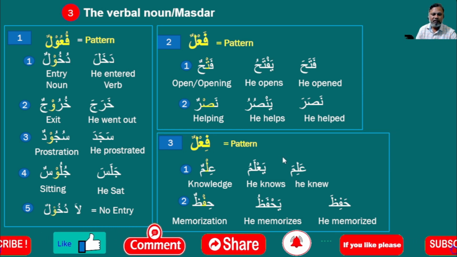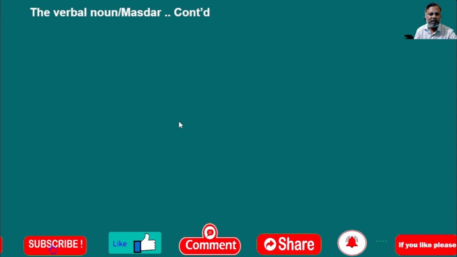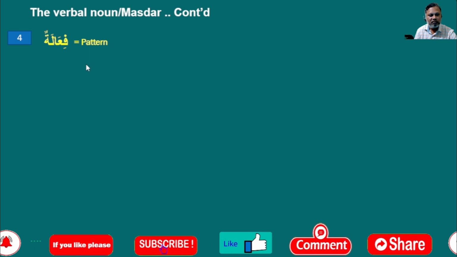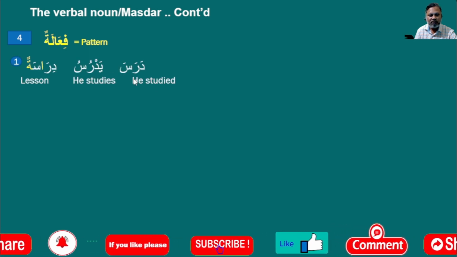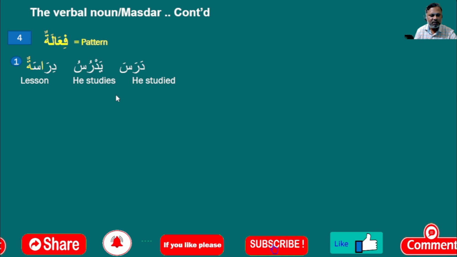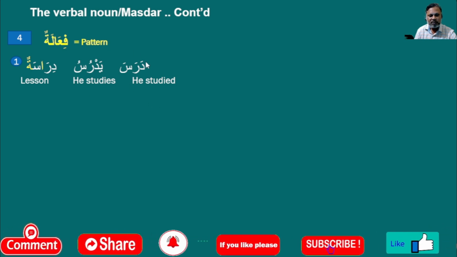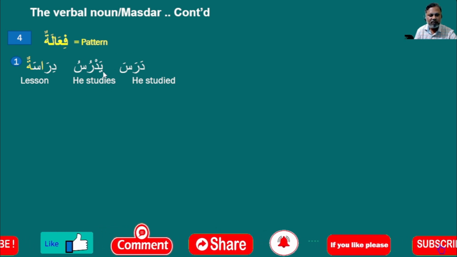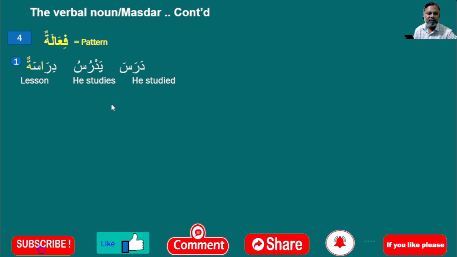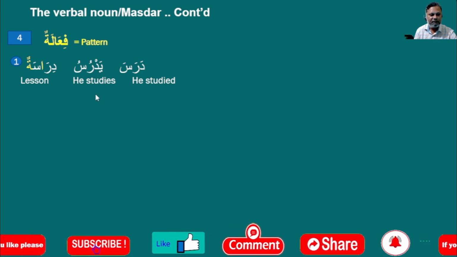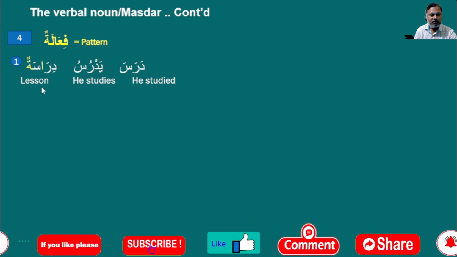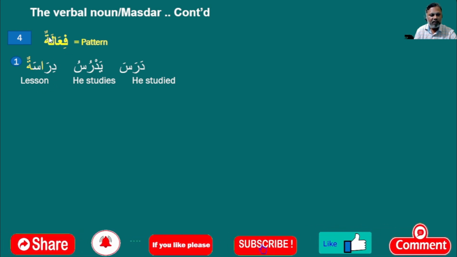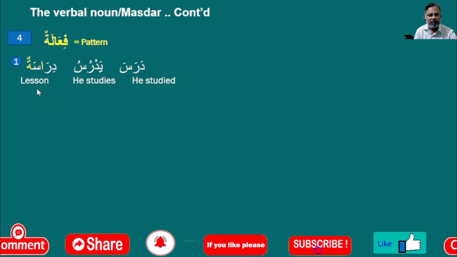This is group 3. Let's see some more patterns for verbal noun or masdar. The fi'alatun pattern, for example, darasa means he studied. Yadrusu means he studies. I am putting the past and present tense verbs together so that we can get some additional benefits regarding this pattern. Darasa yadrusu, and the noun is dirasatun. Fi'alatun: dirasatun means lesson.